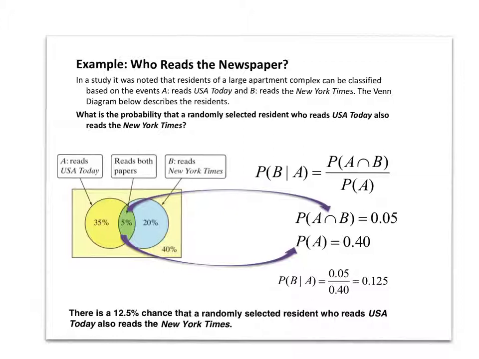So there's my probability of B given that A happens. In this case, we want to find the probability of the intersection, which is 5%. And we're going to divide that by the probability of A, which is the probability of reading USA Today. But you have to remember, that is the total of this circle, so 35% plus 5% is 40%. The formula says to take the intersection, which is 5%, and divide it by the probability of A, which is 40%, and this comes out to be about 12.5%. And so this is how you find conditional probabilities in a Venn diagram. You take the intersection and divide it by the total event, whether it be circle A or circle B.